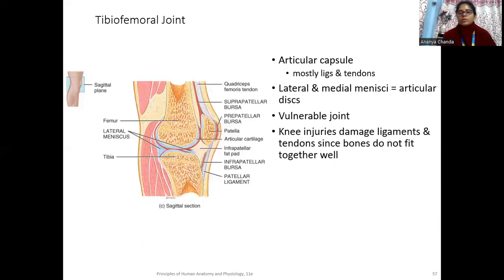The tibiofemoral joint has an articular capsule. Mainly present where? The lateral and medial menisci.